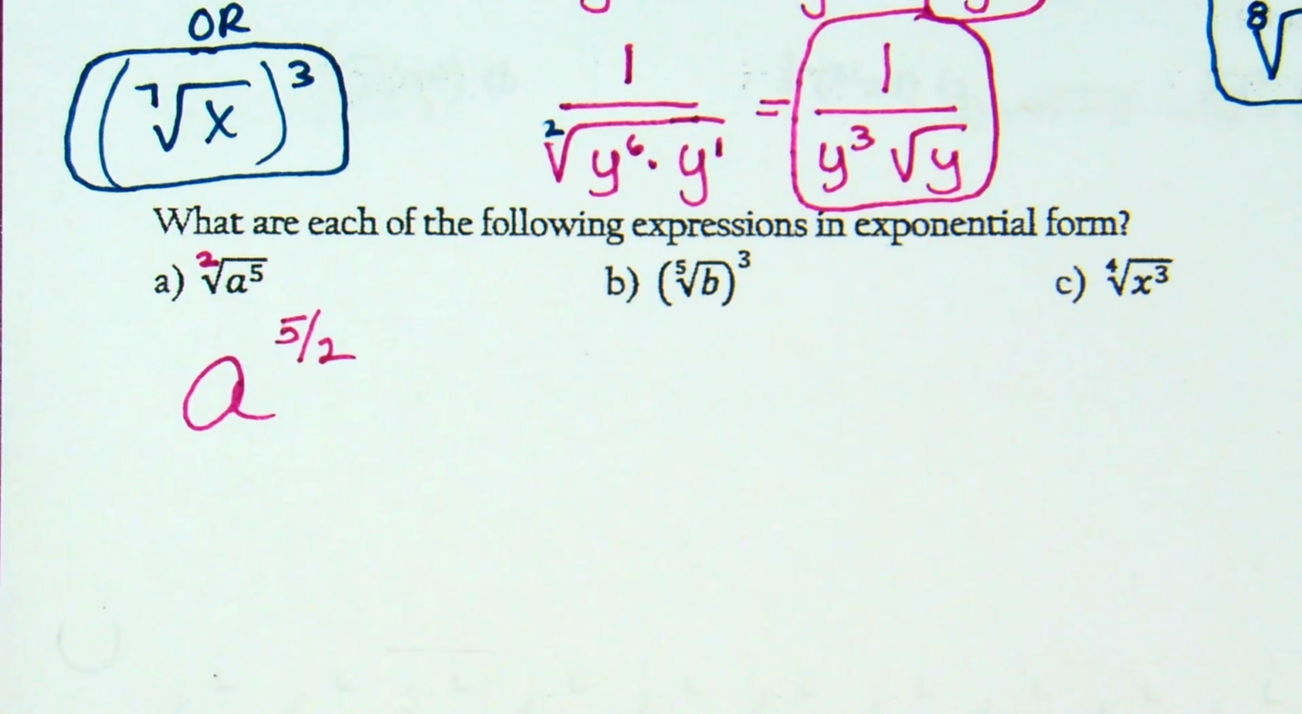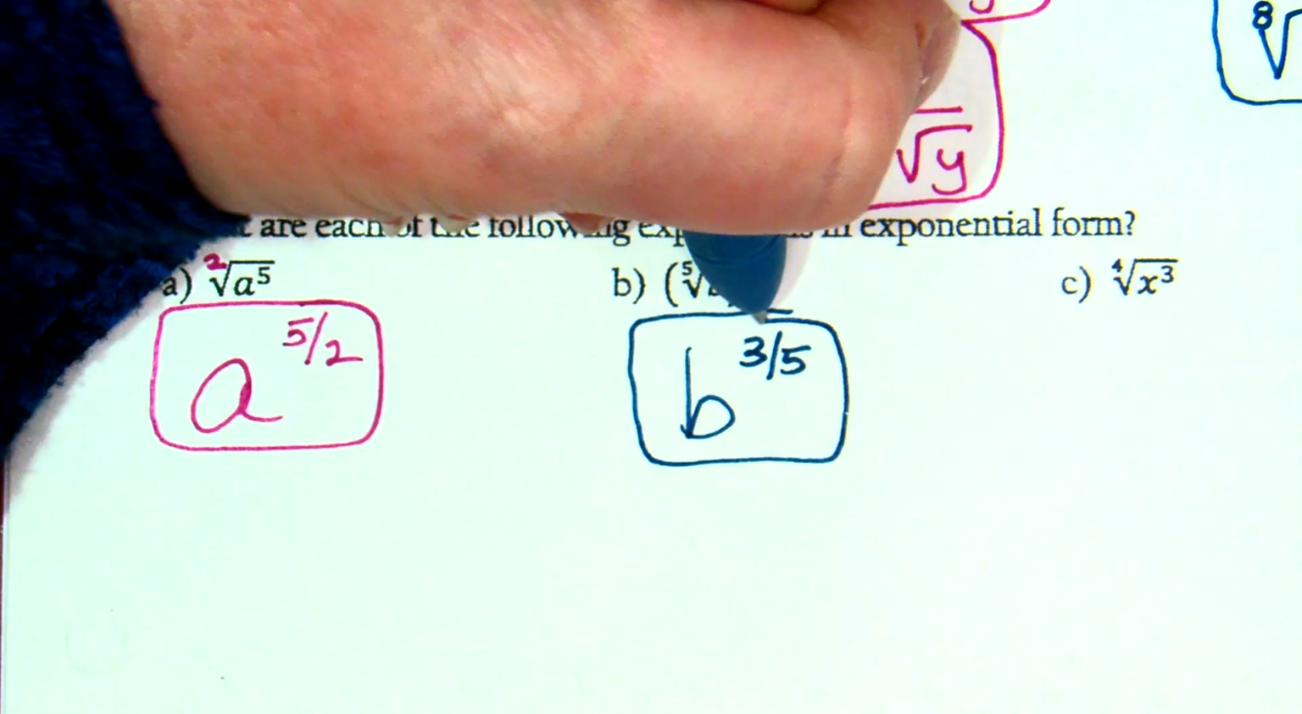C. 4th root of x to the 3rd. X to the 3/4, because then again, my 4 is my index, it is my denominator. And last one for this row, D. 6th root of y raised to the 4th.